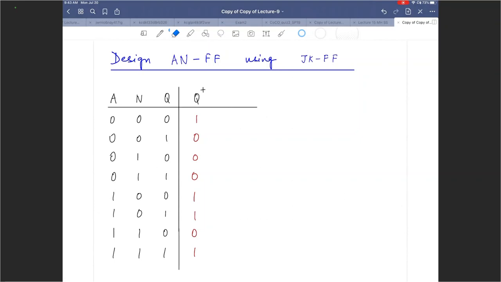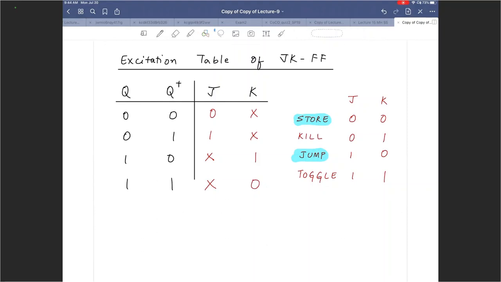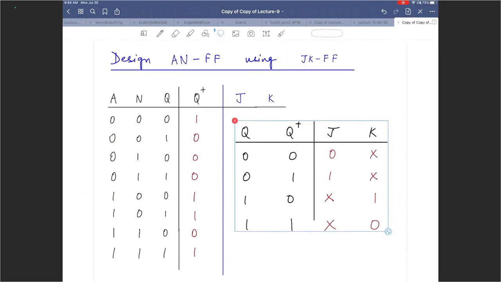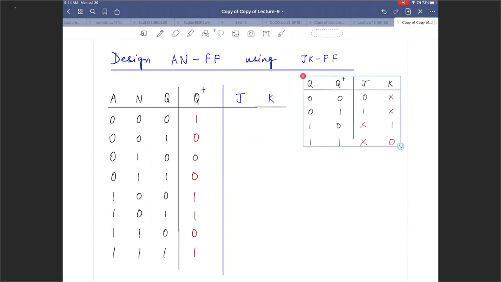Now step number two. I need to figure out if I need a transition from Q to Q plus in this manner, what should I excite my given flip-flop with, JK flip-flop? So I need JK here, right? So I have J and K. I'm going to extend this here. What should I give? Well, for that, I'm going to have to refer to this. So I will copy this previously designed excitation table and then paste it over here, and use this as a reference.